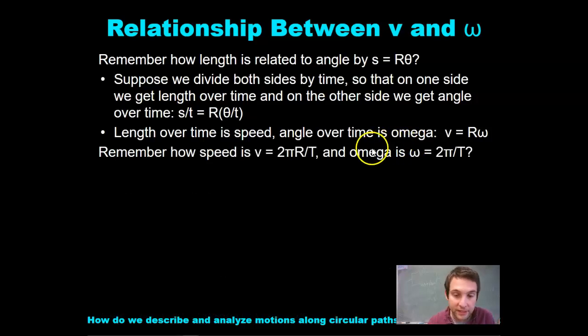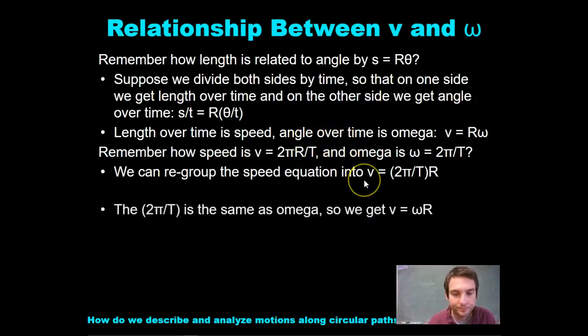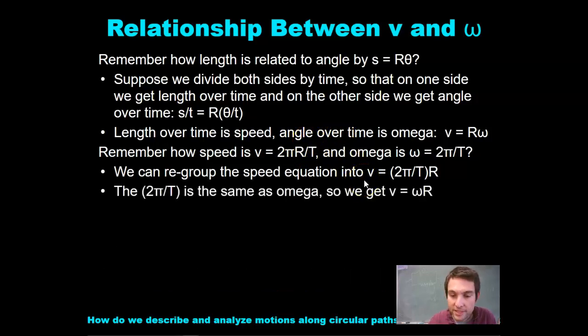Remember how speed is v equals 2 pi r over period and omega is 2 pi over period? We can regroup the speed equation into v equals 2 pi over the period times the radius. So all we're doing is just taking this r out of the numerator and multiplying it. The 2 pi over t is the same as omega, so we get v equals omega times r.